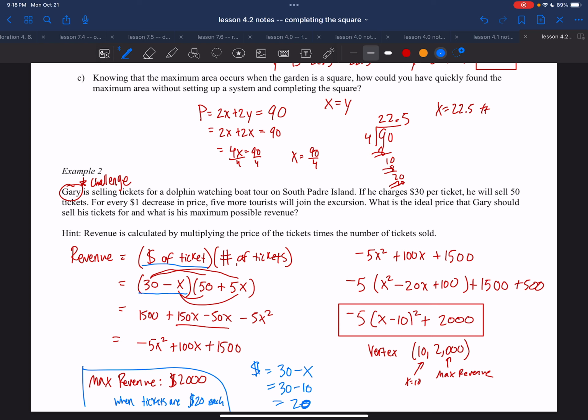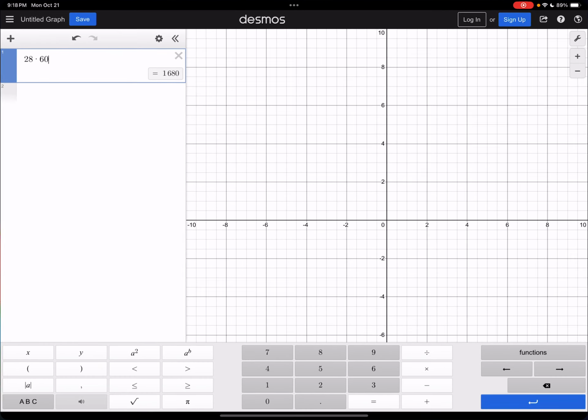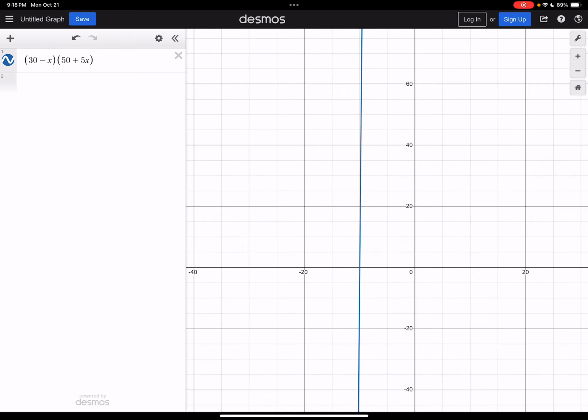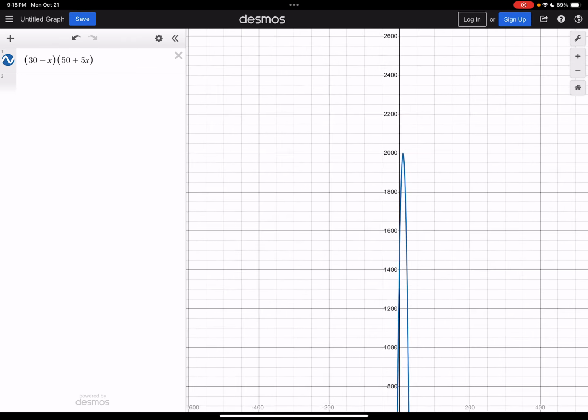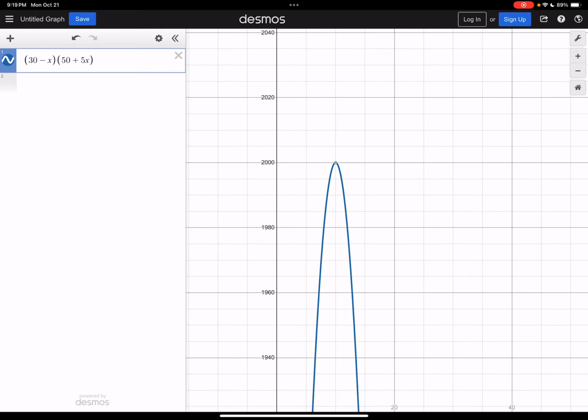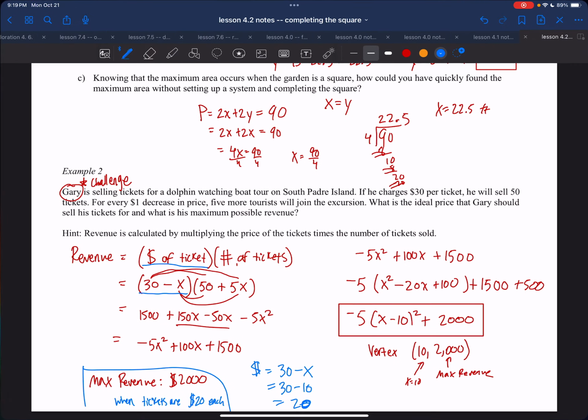Also, you could see 30 minus x, 50 plus 5x. Why don't we go ahead and graph that? 30 minus x and 50 plus 5x. Whoa, big boy. Hey, look at that. The maximum is at 10, 2,000, just like we found algebraically. Yeah? So I know that that's the ideal price. And see, if I go along this, if I charge less or more, I won't make as much money. Isn't that neat? I think it's actually pretty cool.